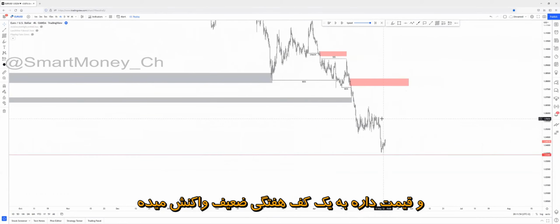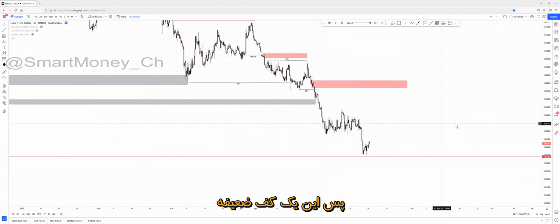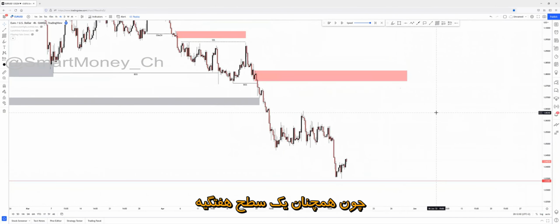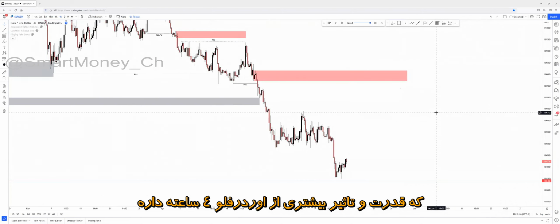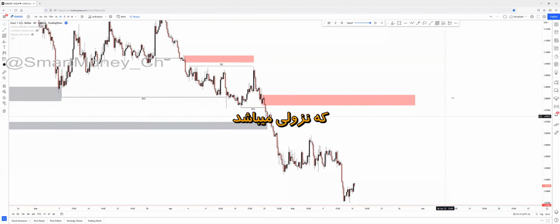This weekly low point couldn't break above the last recent high point, right? But it can still reverse price because it's still a weekly point, with higher power and impact than a 4-hour order flow. But price is still following the overall main trend and main higher time frame order flow, which is still bearish.